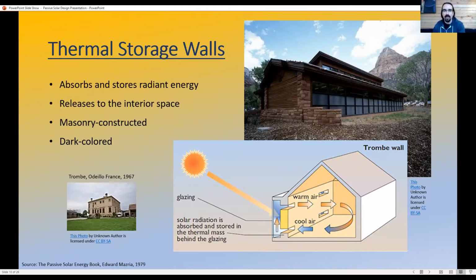Here is the best picture I could find of that, and I apologize for the resolution, but it's a building that was built in France in the 60s. And these spaces here that look like windows are all actually thermal collectors, where there's a thermal mass behind a piece of glazing, and you can see that it's painted a very dark color. And that captures heat and then moves it into the interior through conduction.